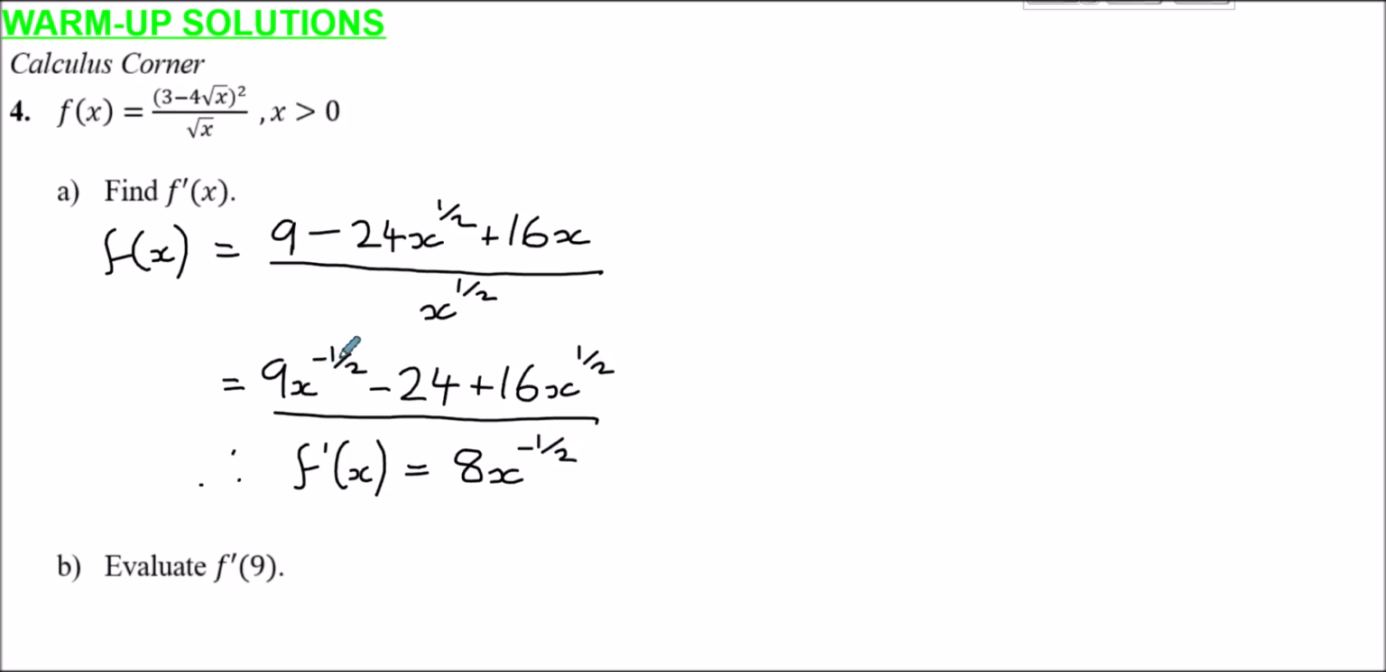And over here, again the minus half comes to the front and multiplies this coefficient. So 9 times minus a half gives us minus 9 over 2. And again we subtract 1 from the power, so minus a half minus another 1 gives us minus 3 over 2. And so that is the derivative. I've not done it very straight, but never mind.